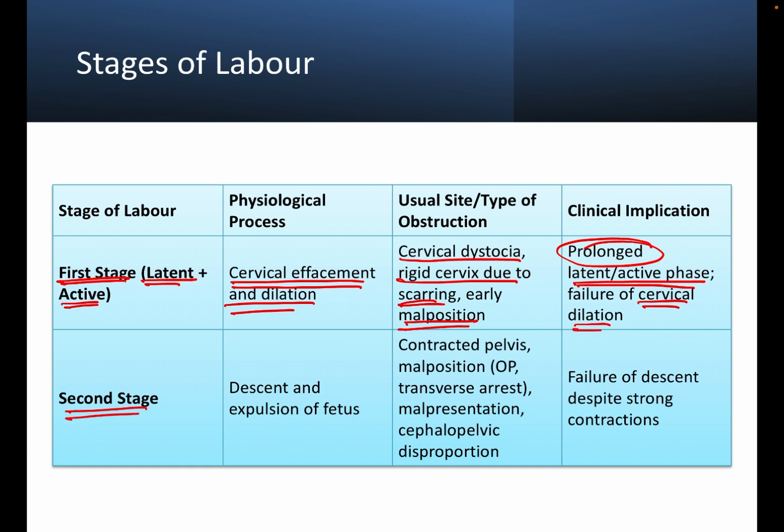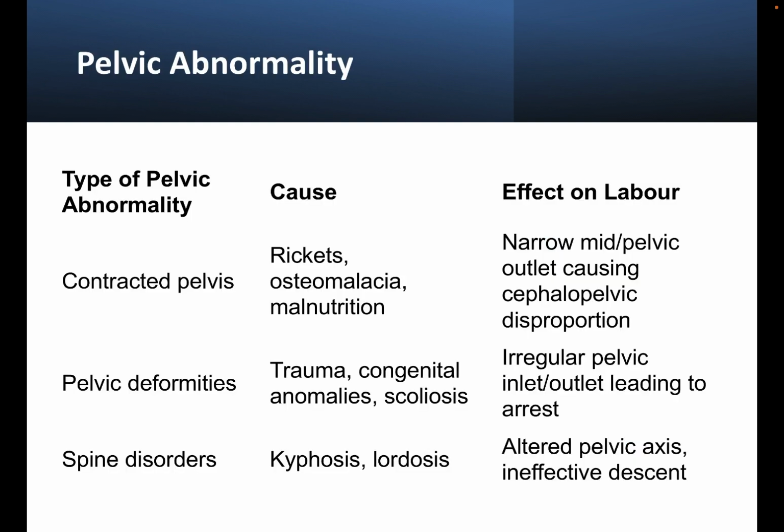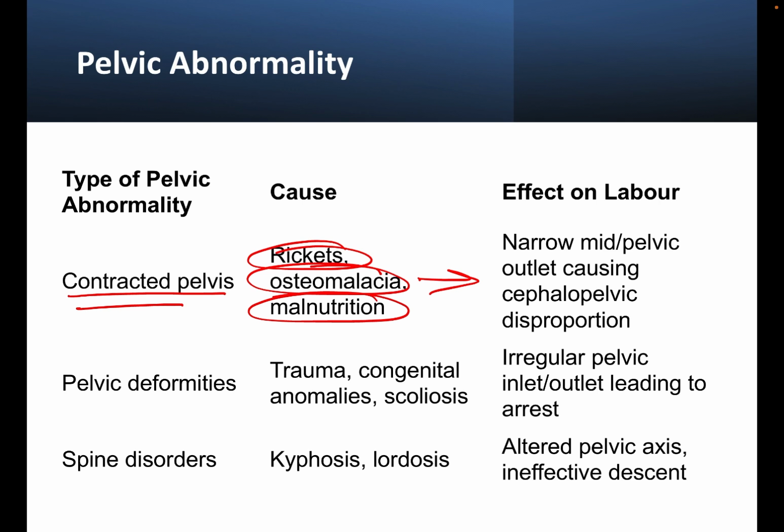When you take up the second stage of labor, which is usually descent and expulsion of the fetus, here because of contracted pelvis, malposition, transverse arrest, cephalopelvic disproportion, this will result in failure of descent despite strong contractions. So, pelvic abnormalities like contracted pelvis, which might be due to rickets, osteomalacia, or malnutrition, result in narrow mid pelvic outlet causing cephalopelvic disproportion.